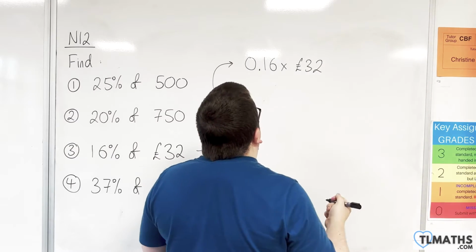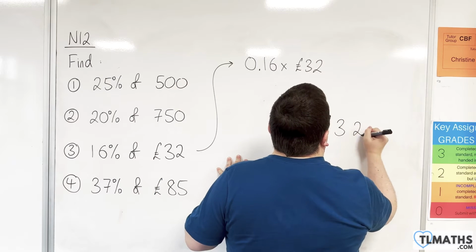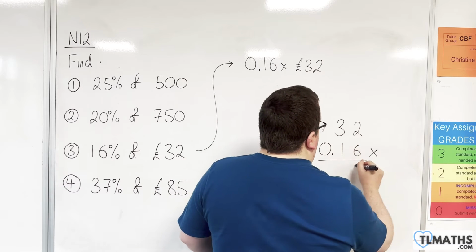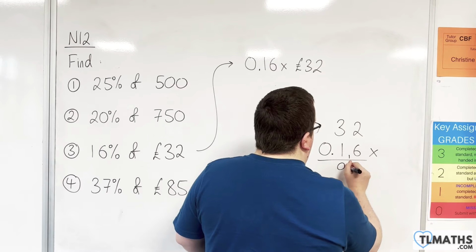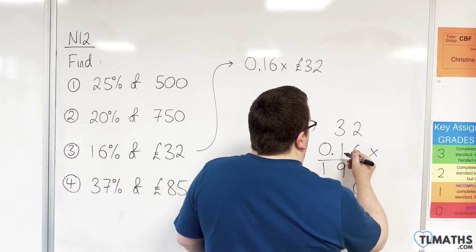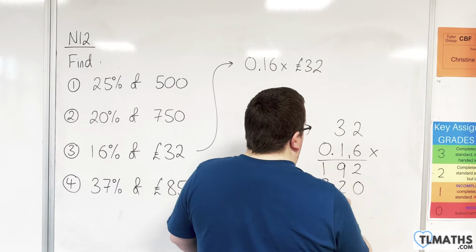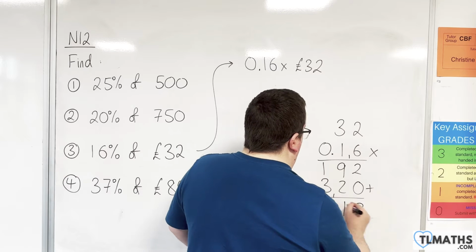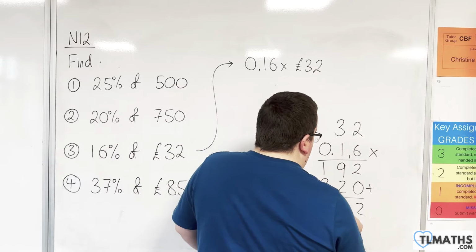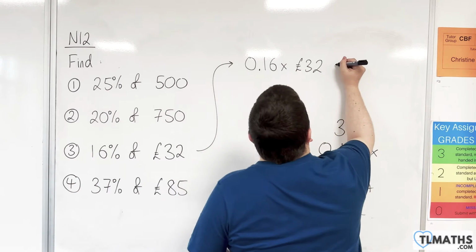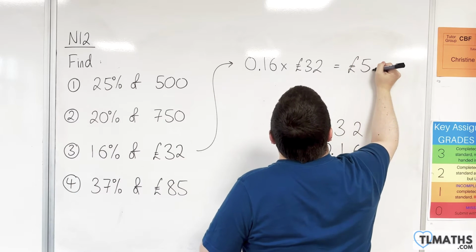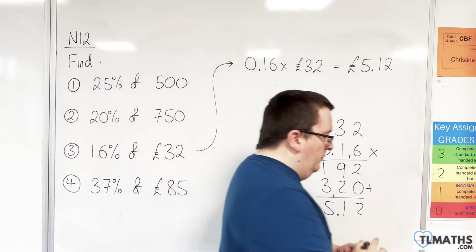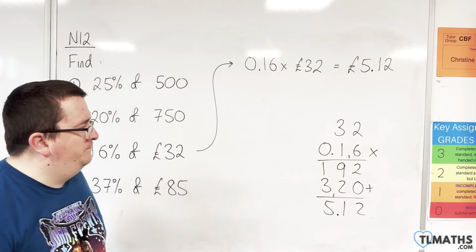So £32 times 0.16, so 32 times by 0.16. So 2 times 6 is 12, 3 6s is 18, plus the 1 is 19. Bring in a 0. 1 times 2, 1 times 3. Add those two results together. We're going to get 2, 11, so 512. And we've got two numbers to the right of the decimal point, so it's going to be 5.12. So we're in pounds, so £5.12. Okay? So that's how you could do it with a decimal.